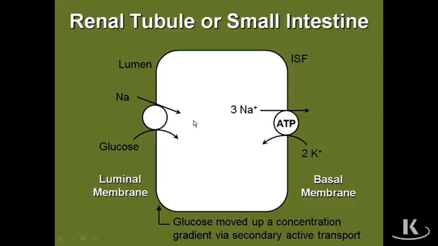Now, suppose instead we change the luminal sodium concentration. If you increase the luminal sodium concentration, you increase the gradient, and you increase the rate of glucose uptake. On the other hand, if you decrease the luminal sodium concentration, you decrease the gradient, and you decrease the uptake of glucose. So the power for this process comes from the sodium-potassium pump, creating the sodium gradient, and the gradient dictates the rate of glucose uptake.